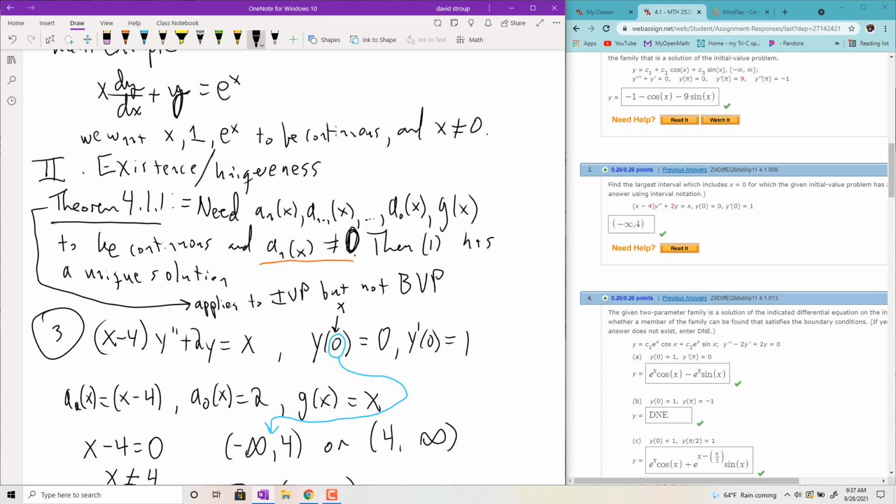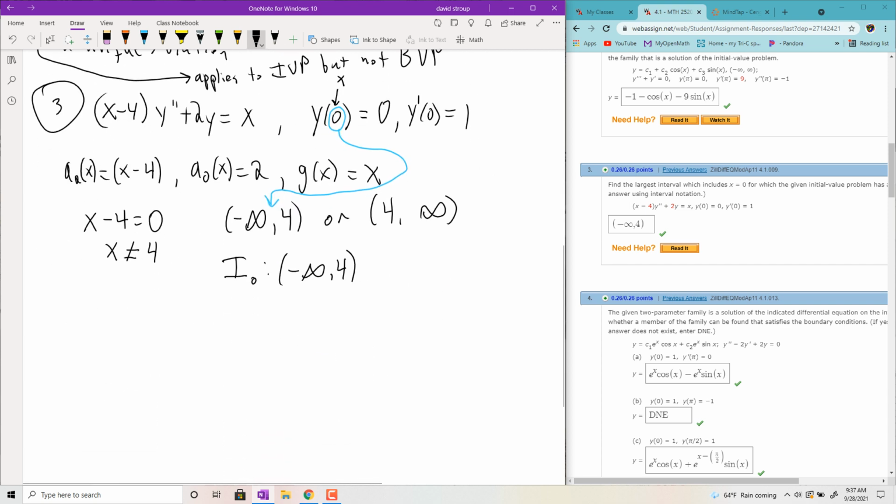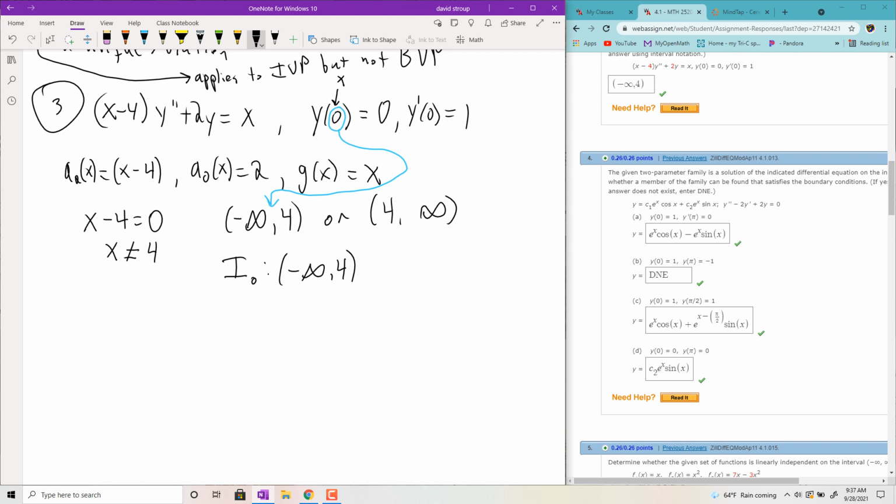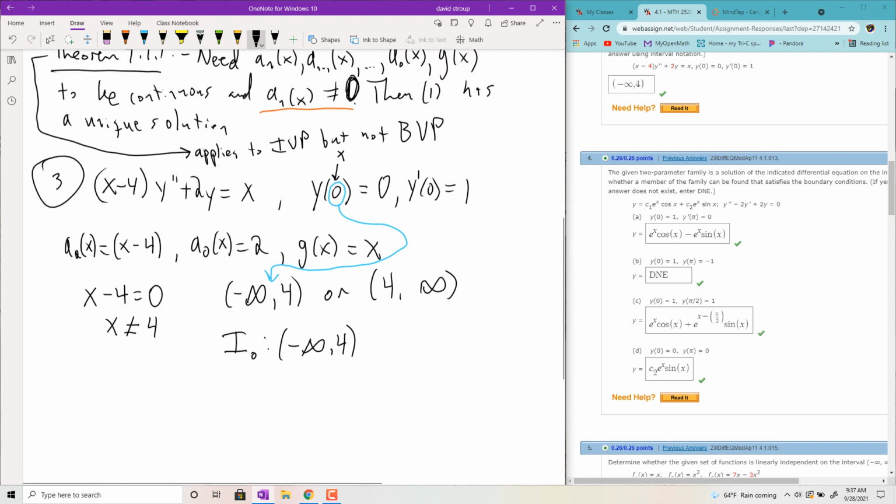Okay. So what is a BVP? It's kind of just like the initial value problems, except instead of giving you y of 0 equals 0, y prime of 0 equals 1, they'll give you something like y of 0 equals 0, and then y of pi equals 0. So you'll get two values on the same function, on your solution.